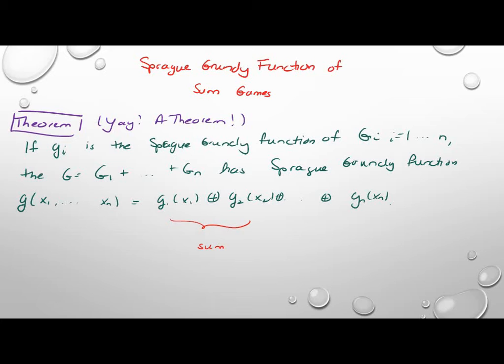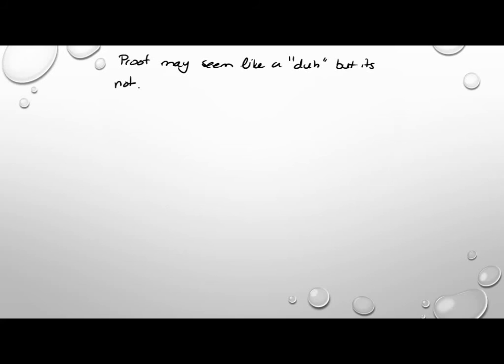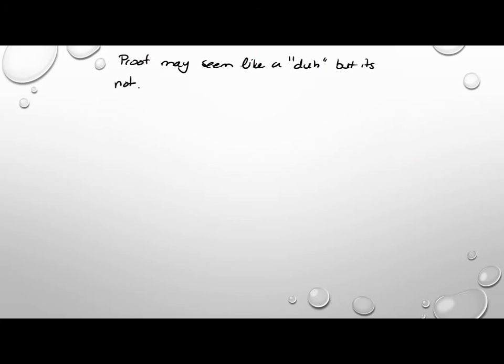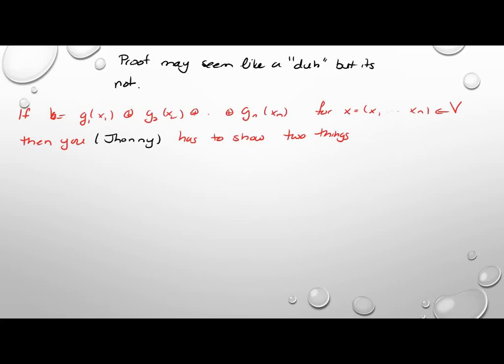So how do you prove something? I spend a lot of time in number theory showing how to prove something. One of the things you want to do, the proof may seem like, duh, this would be what you should do. But it's not actually. You have to think. You have to prove it. When I say you have to prove it, I was thinking, who do I mean by you? Well, I mean you. Johnny has to prove this.